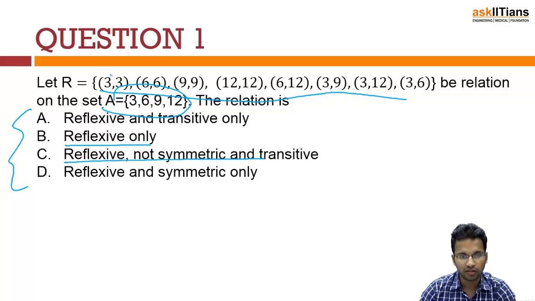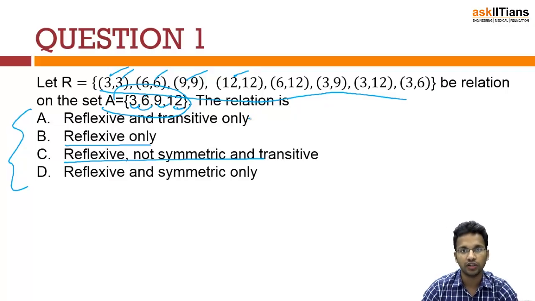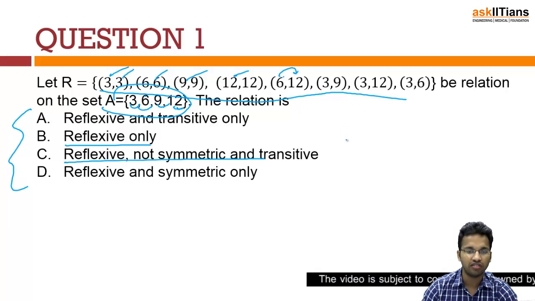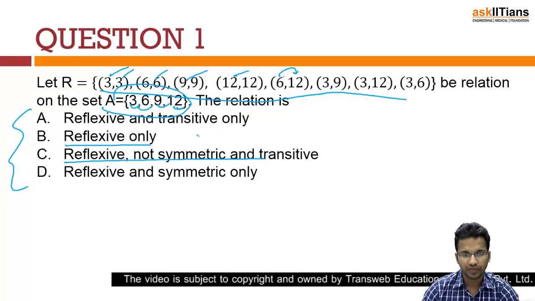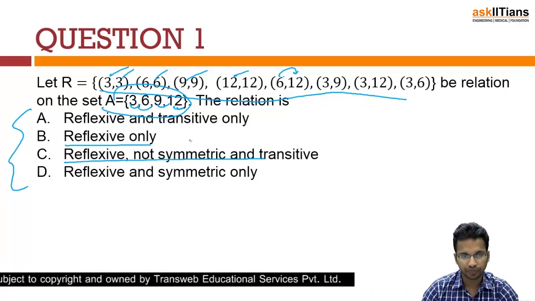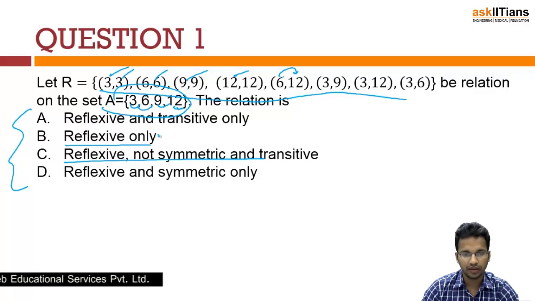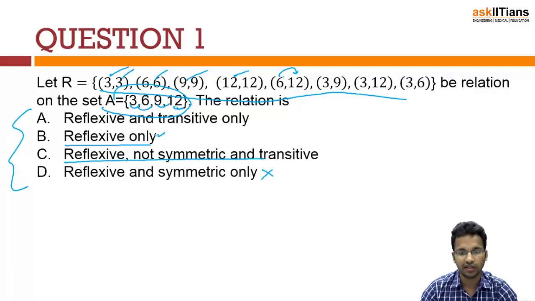As you can look here, 3, 6, 6. Reflexive means all the elements that are part of it should have their reflection. 3 is there, 6 is there, 9, 12. So it's reflexive. Now reflexive was there in all the options, so we don't even need to check for that. That's just a time waste. Now checking for symmetric. Clearly we can see that 6, 12 is there, but 12, 6 is not there, so not symmetric. So obviously options B and D get eliminated.